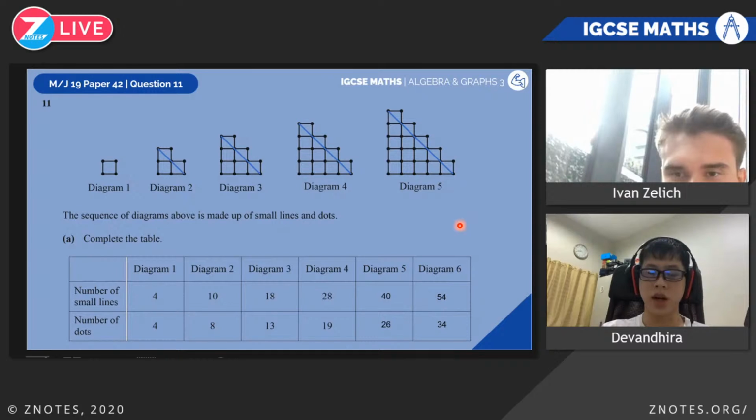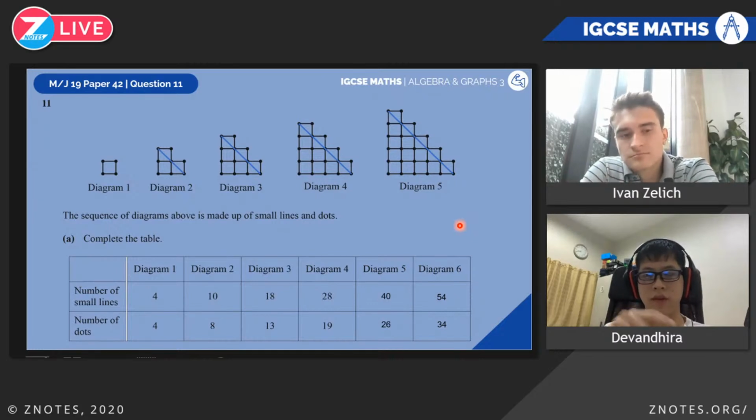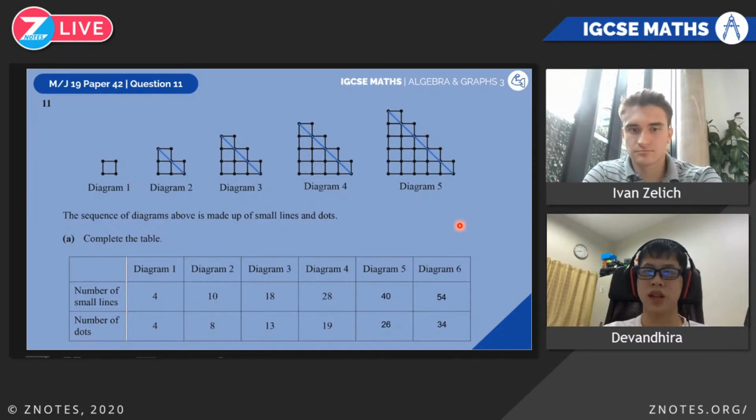And for diagram 6, same method. Since it was plus 12, next should be plus 14. That means 40 plus 14 is 54. You can also do the same thing for the number of dots. So we have 4, 8, 13, 19. From 4 to 8 is plus 4, then plus 5, plus 6. So what's next after 6? It's 7. So 19 plus 7 is 26. Then what's after 7? 8. So 26 plus 8 is 34. So that's another method you can use to answer the question.